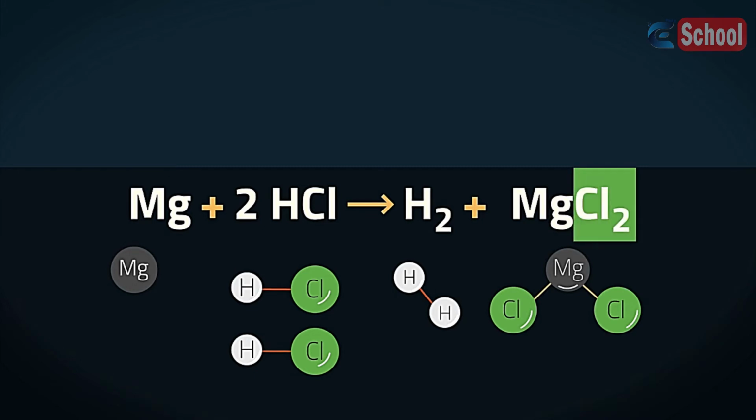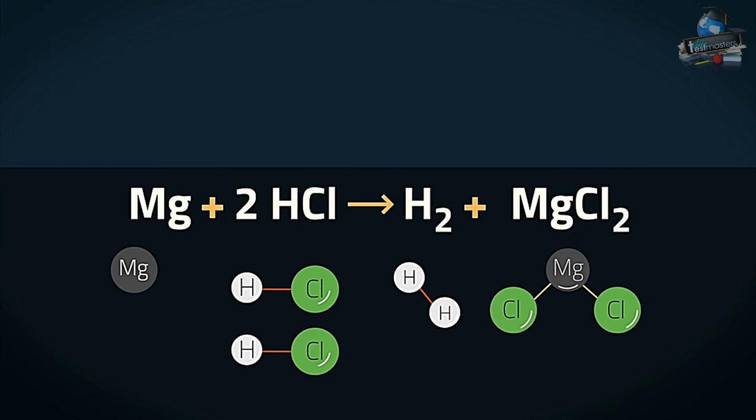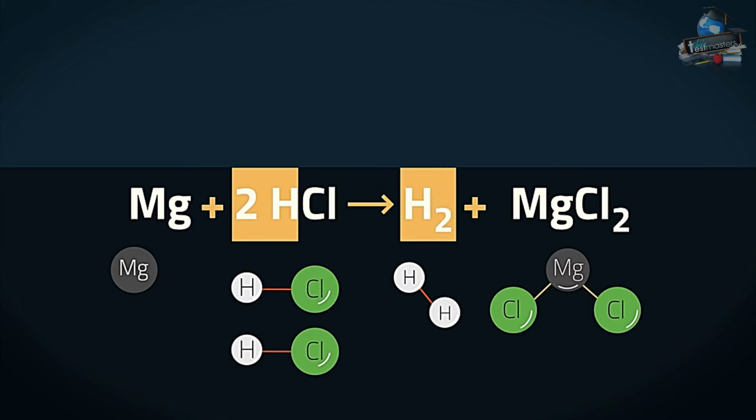As there are 2 chlorine atoms on the product side, there must also be 2 chlorine atoms on the reactant side. You can also see that the number of hydrogen atoms is also balanced because there are 2 hydrogens in the hydrochloric acid on the reactant side, and there are 2 hydrogens on the product side.